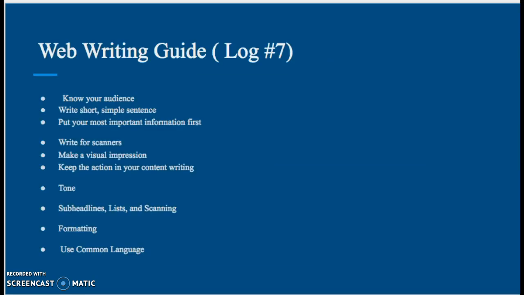Here are my 10 bullet points that I selected, which served me and hopefully can serve others. The first one would be know your audience. Second, write short, simple sentences. Third, put your most important information first. Fourth, write for scanners. Fifth, make an individual impression. Sixth, keep the action in your content writing. Seventh, tone. Eighth, subheadlines, lists, and scanning. Ninth, formatting. And tenth, finally, use common language.